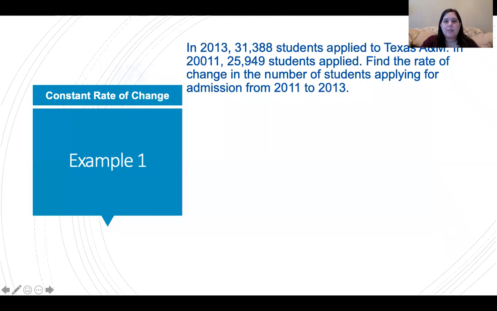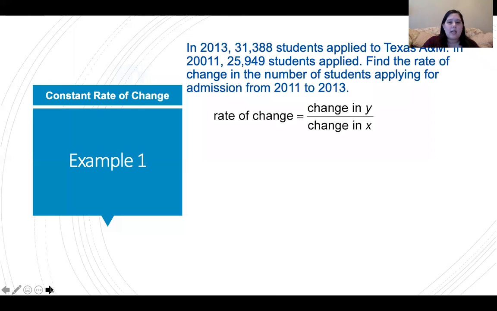So our first example is: in 2013, 31,388 students applied to Texas A&M. In 2011, oh, there's a typo, 25,949 students applied. Find the rate of change in the number of students applying for admission from 2011 to 2013. We're going to consider this a constant rate of change.